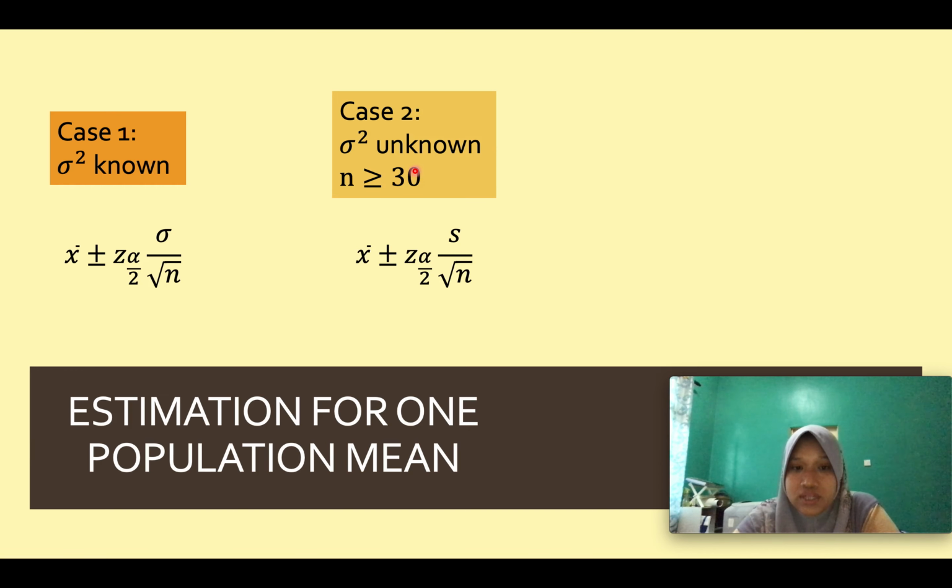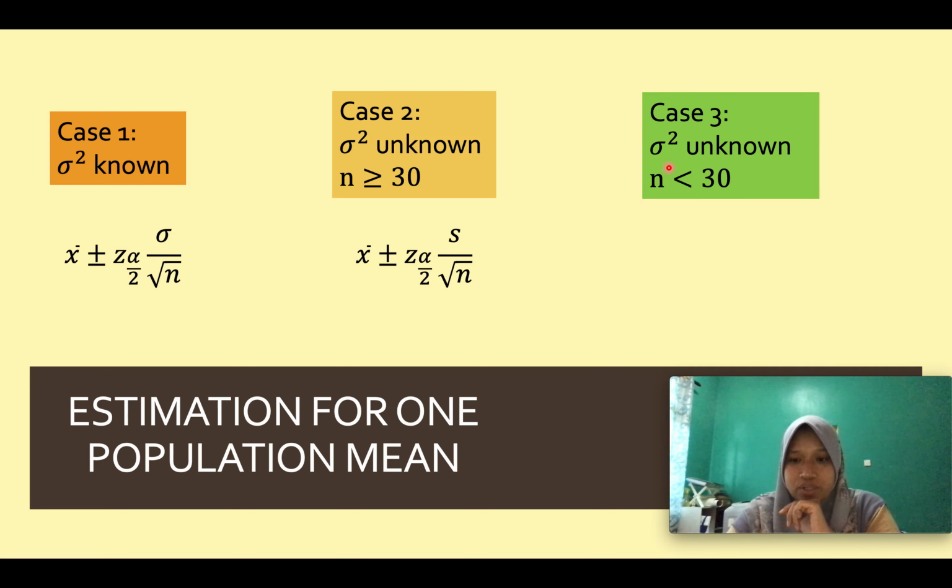So actually these two formulas, if you make a mistake the answer is the same, there is no effect. It is just in terms of notation: here it is sigma, this one is s. So remember for case number 1, if known, regardless of the sample size, whether it is small, greater or less than 30, if we know the population variance or population standard deviation, we are going to use case number 1.